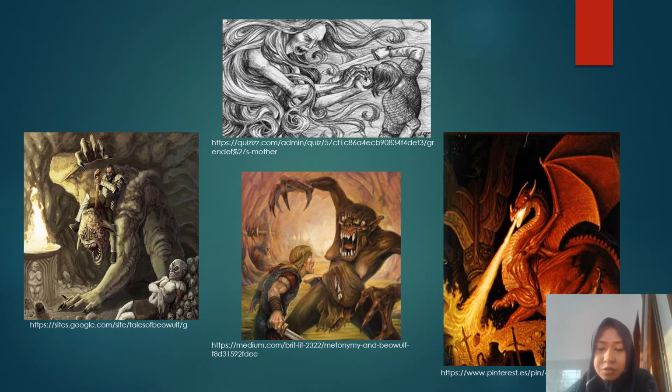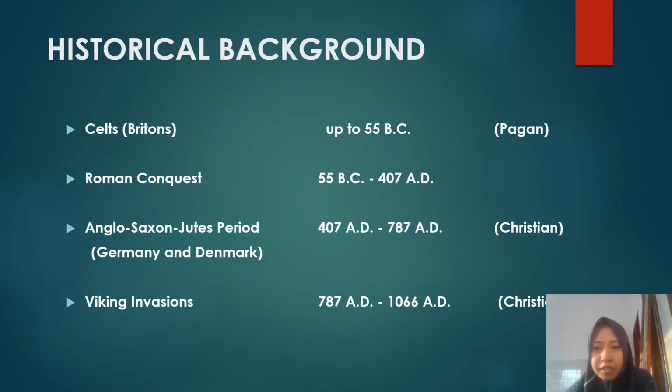So, in order to know about the literary works in Old English literature, we would like to know first the historical background of the Old English period, to know the context of each of the literary works. First of all, let me show you the historical background of the Old English period. The earliest settlements of the Old English period were by the Celts, yeah, the first settlement.